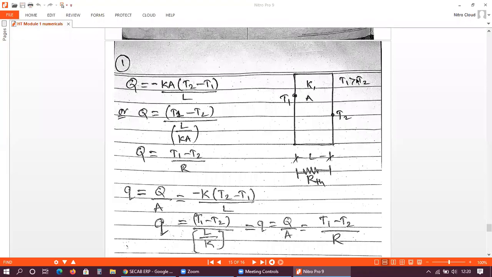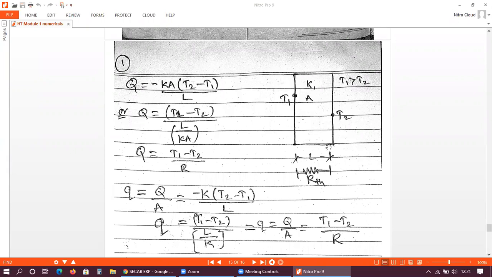So till now, we have discussed some of the problems that are related to a single wall, where the mode of heat transfer is only conduction. We have discussed some of the problems related to this. What you are observing here.